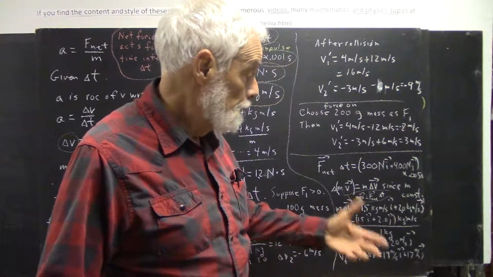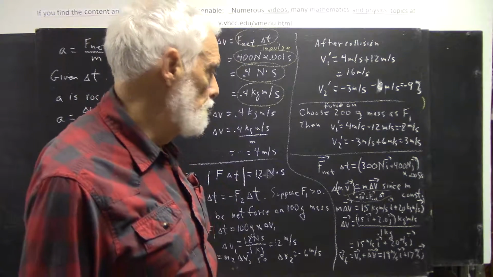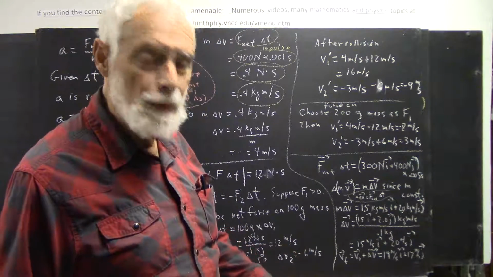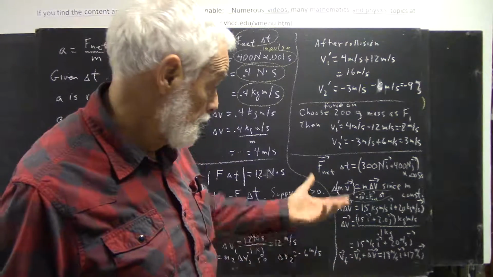So we get components of velocity. And in general, your impulse momentum theorem is going to apply in two dimensions. You'll have two components. You could even have three components in space.